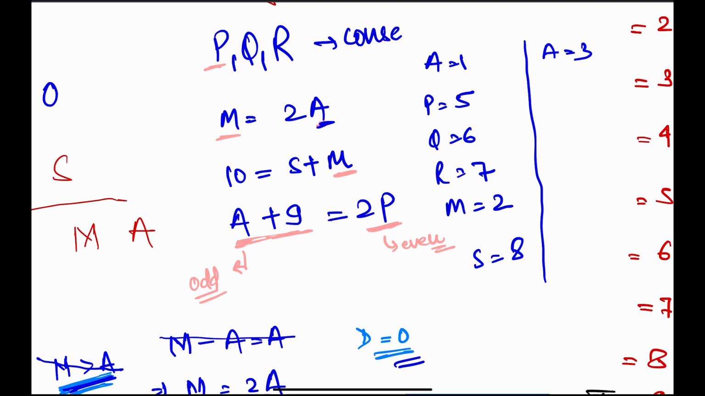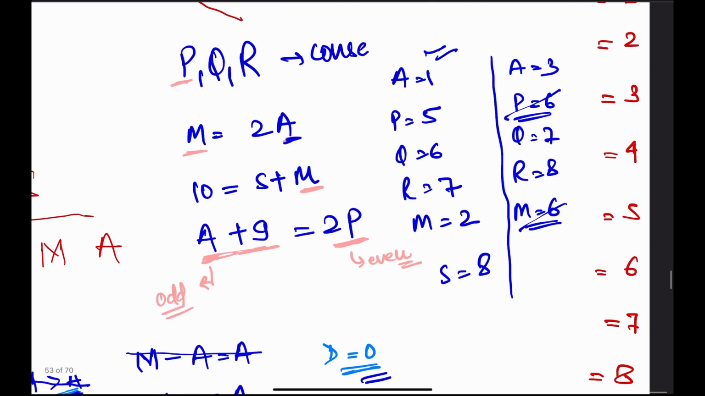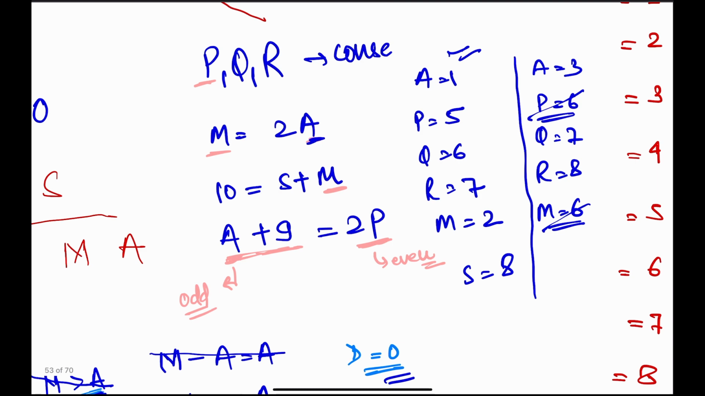Okay, let's think of, if A is equal to 3, then how much will be P? 9 plus 3, 12. So P will be 6. So my P will be 6, Q will be 7, R will be 8. If my A is 3, then my M will be 6, which is again not possible because P is 6. So again this is not possible. So whatever the value I received over here, this is a correct value.